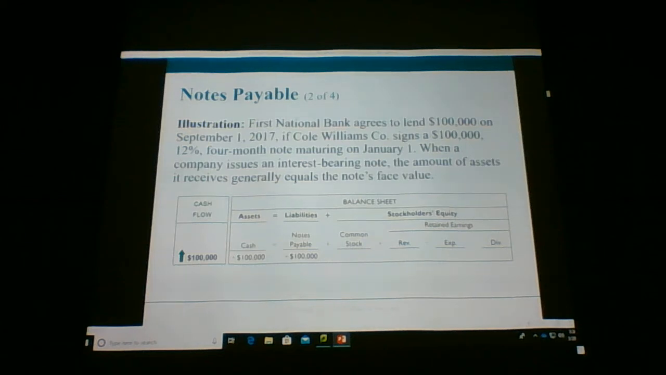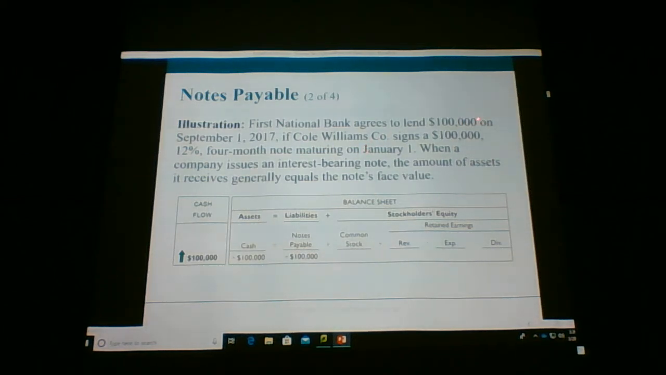And this bank has agreed to loan $100,000 to Cole-Williams at an interest rate of 12% for a period of 4 months, with the note maturing on January 1. Okay? So, let's take a look at how this impacts the balance sheet of Cole-Williams Company.